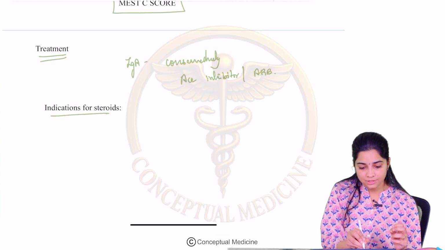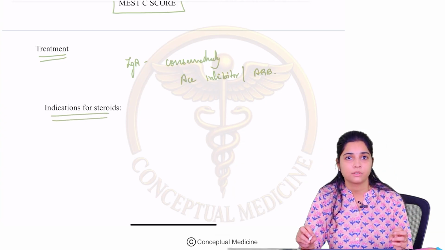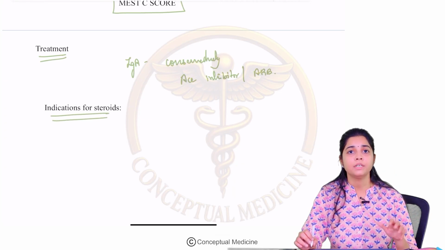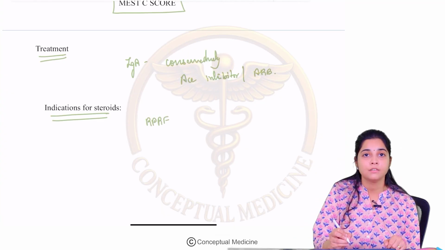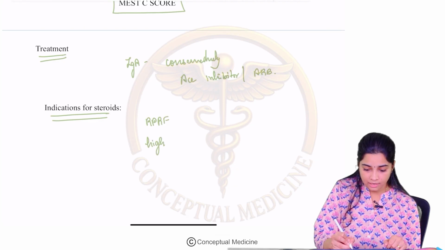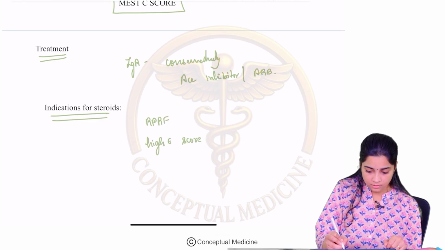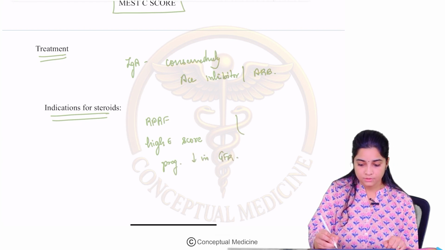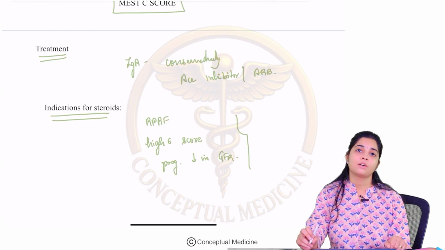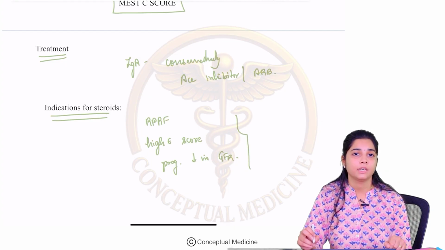What are the conditions where you may require a steroid? There is rapidly progressive renal failure. There is a high E score. And the patient is having a progressive decline in the GFR. So, these are the conditions where steroids are indicated in IgA nephropathy.